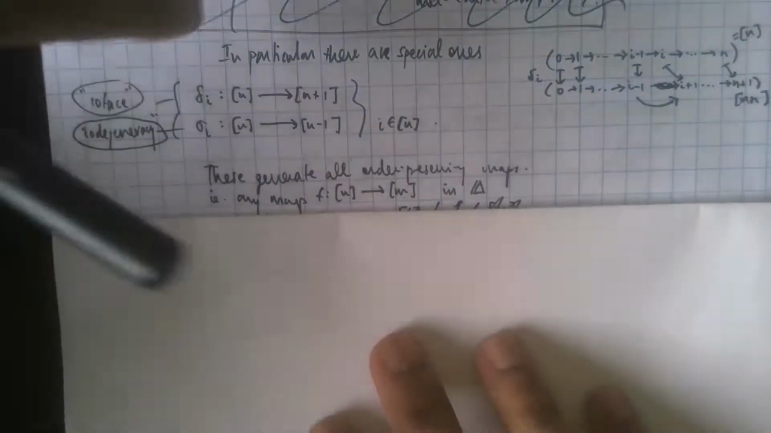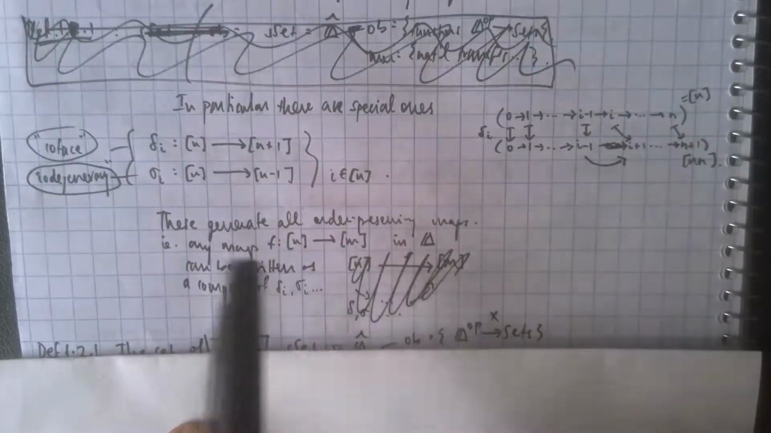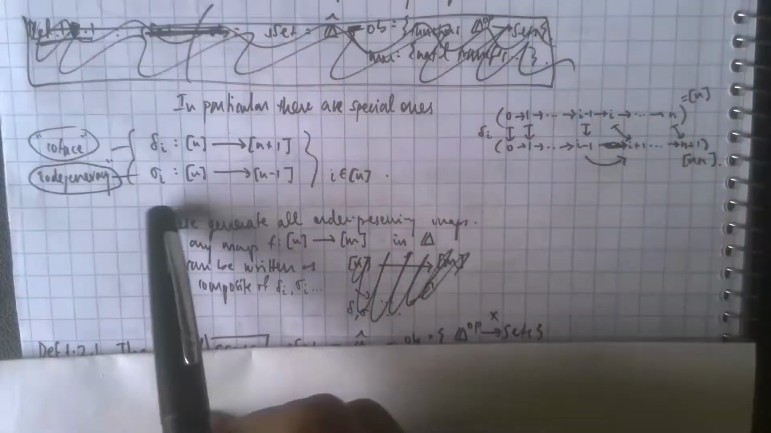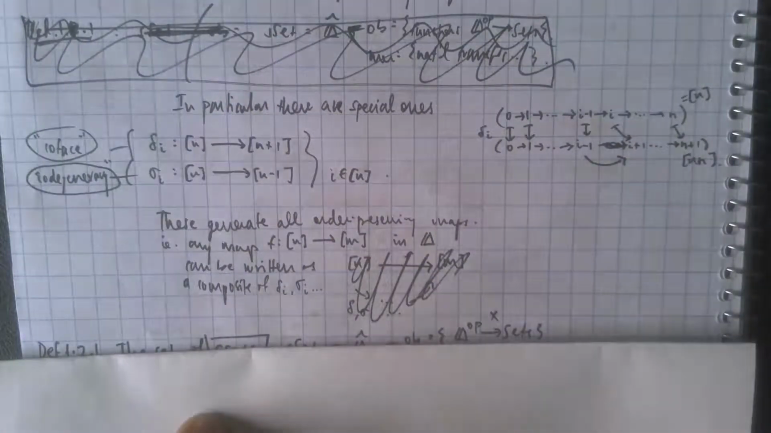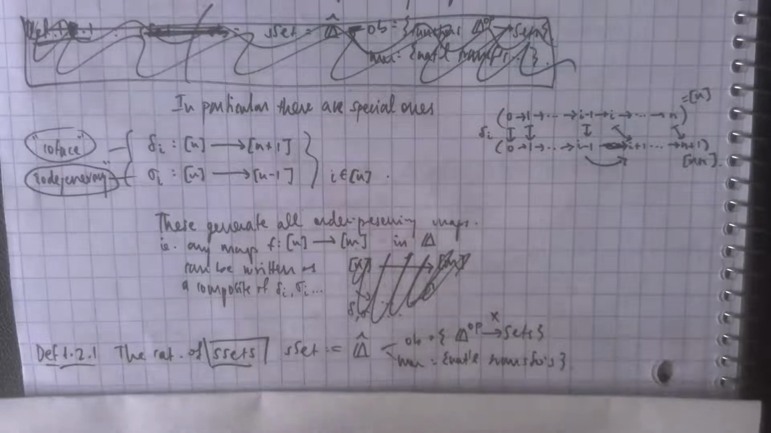Right, so those are special maps called coface and codegeneracy maps. It's not hard to believe, but it's kind of annoying to show, but you can see it in the Goerss and Jardine book, Simplicial Homotopy Theory, that these guys actually generate all these maps. So any monotone map in this category can be written as a composition of these guys. That is, any map from n to m in the simplex category can be written as a composite of delta i's and sigma i's. Not too hard to believe, but annoying to actually write down.